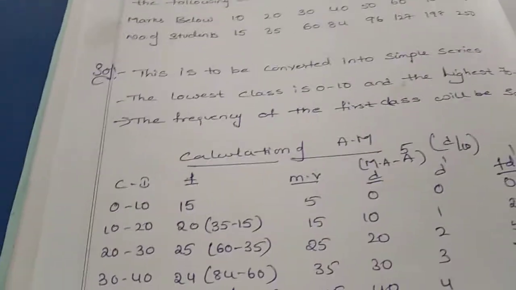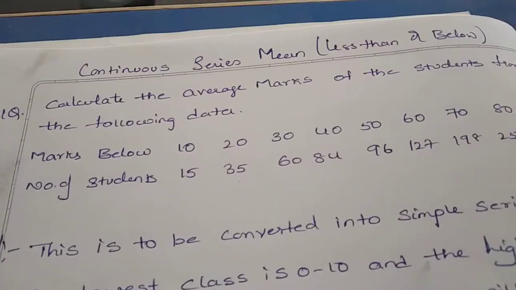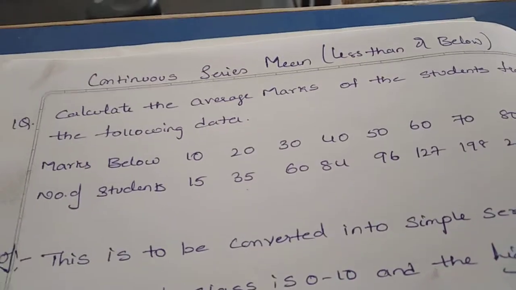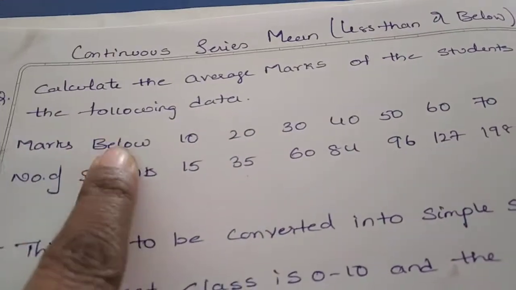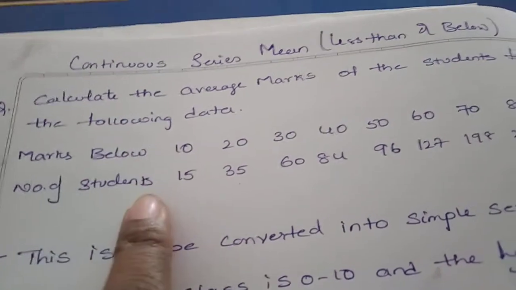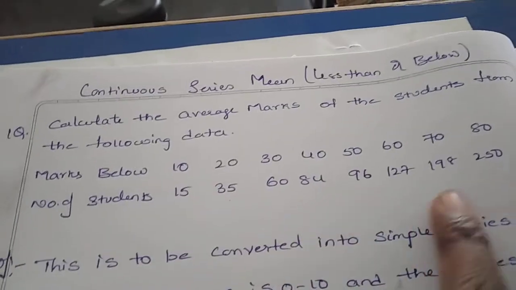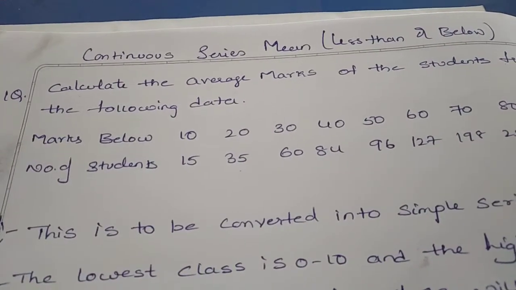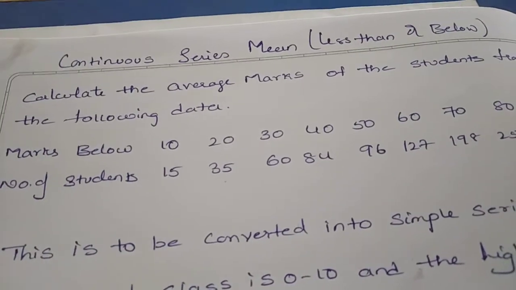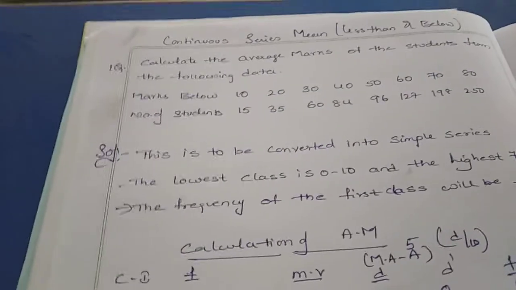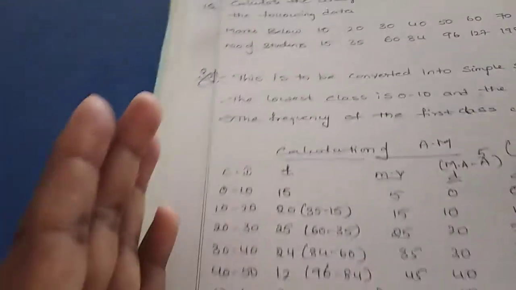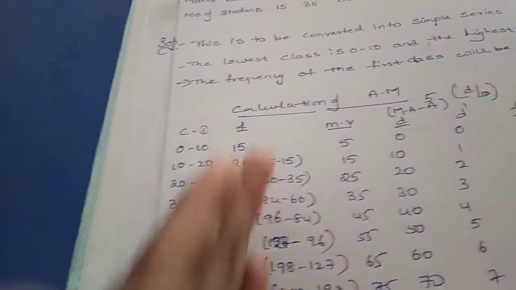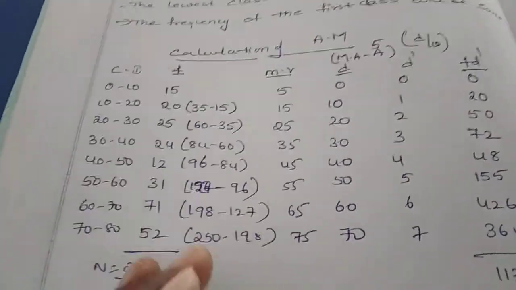So in the case of below and less than, once again I will explain. In the case of below and less than, you should be very careful. Here the question should be either below or less than, and the series which he has given should be in ascending order. Then only it will be a continuous series mean. Okay, clear? So here the only difference is that we have taken class intervals and found the frequency. Okay, that is the point here.